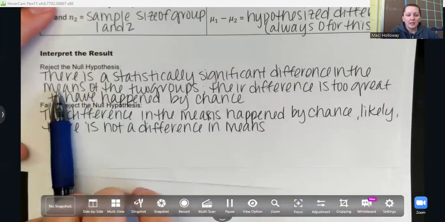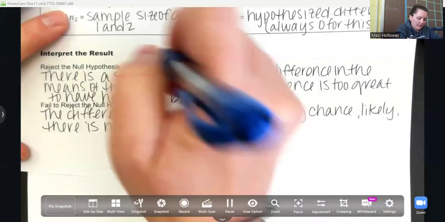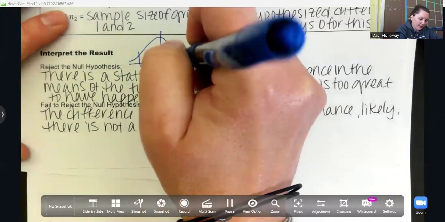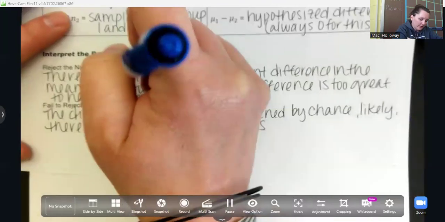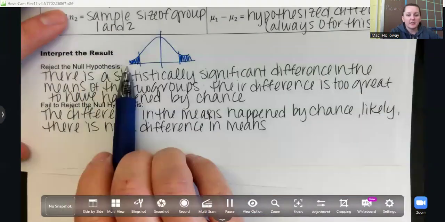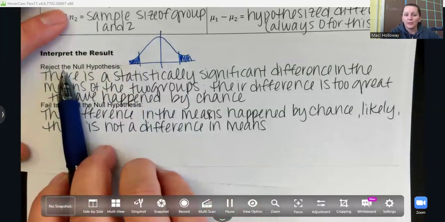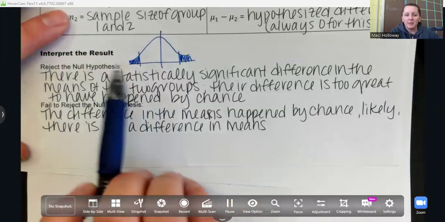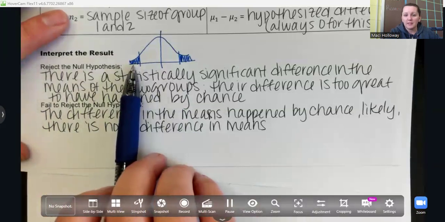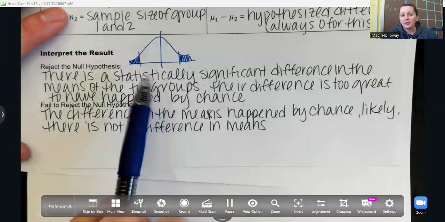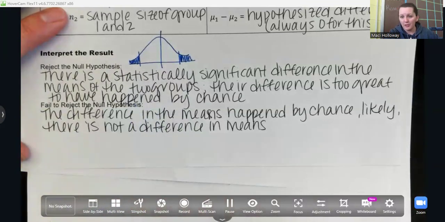So when we reject, and I'll draw us our little picture here, right? It means that it's in our critical region here. So when your t-statistic is found in our critical region, we know that we're going to reject the null hypothesis, meaning that we have found a statistically significant difference in the means. Therefore, the difference is too great to have happened by chance. So we're pretty sure that there's a difference in the averages.